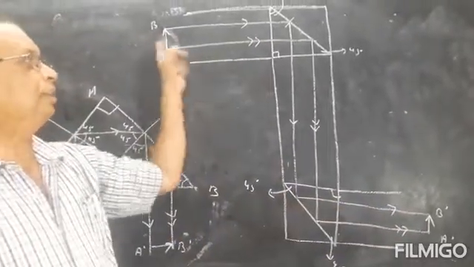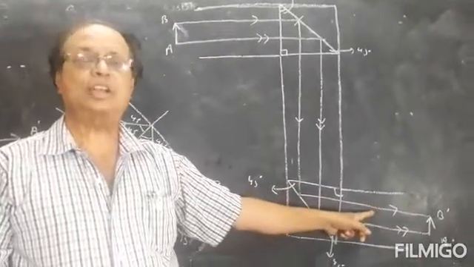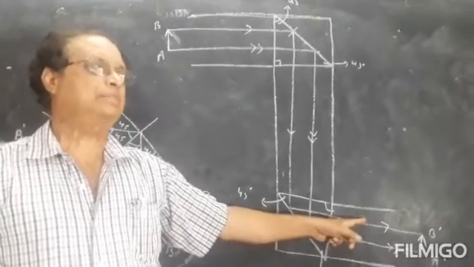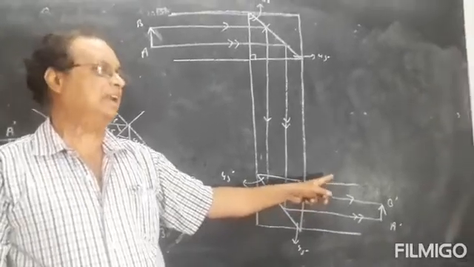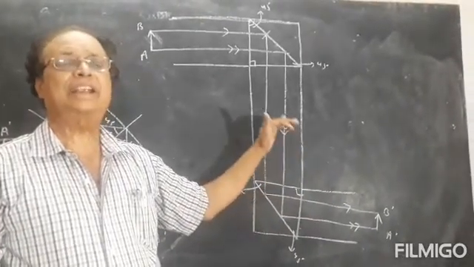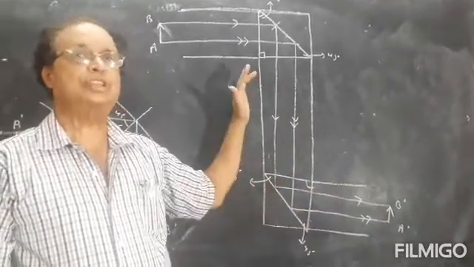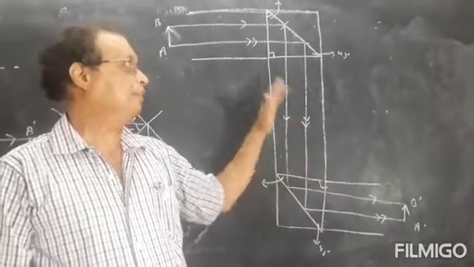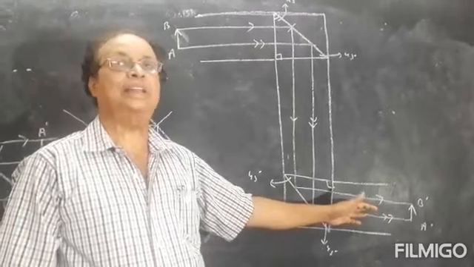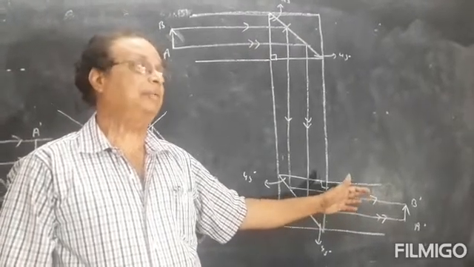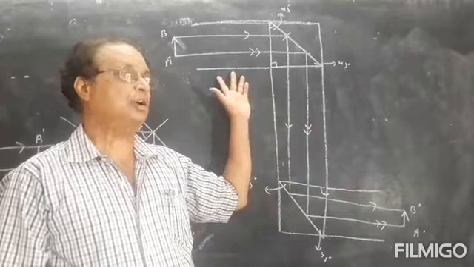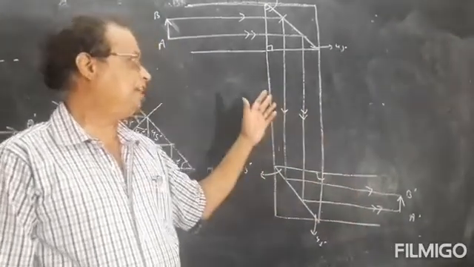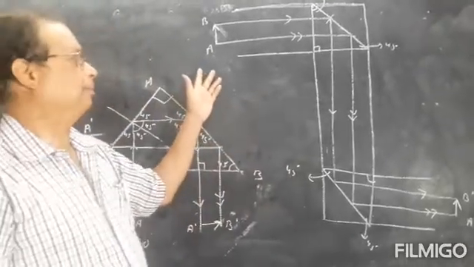So here you will get a clear image because in total internal reflection of light, negligible amount of light will be absorbed by the surface and almost all the light will be reflected. Almost everything will be reflected. There will be no absorption of light. So this image will be brighter than ordinary reflecting periscope. In refracting periscope, image is brighter. Clear?